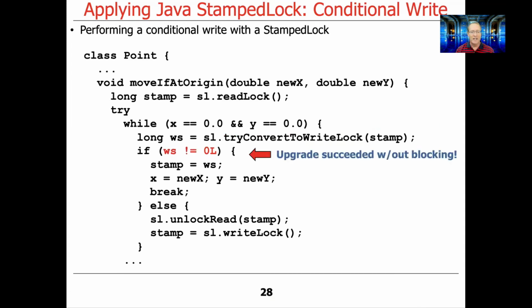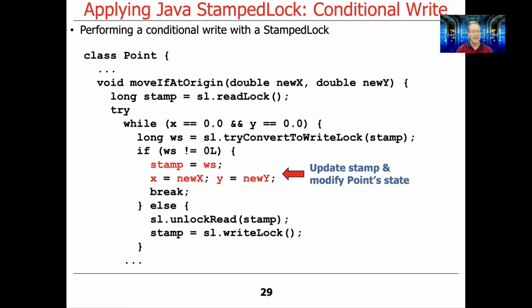Now, if we end up getting back a non-zero, that means that it succeeded. So if we were able to upgrade without blocking, we then go ahead and assign this write stamp to the stamp, and you'll see why we do that in a second. And then we go ahead and modify X and Y to be newX and newY. And then we break out of the loop.